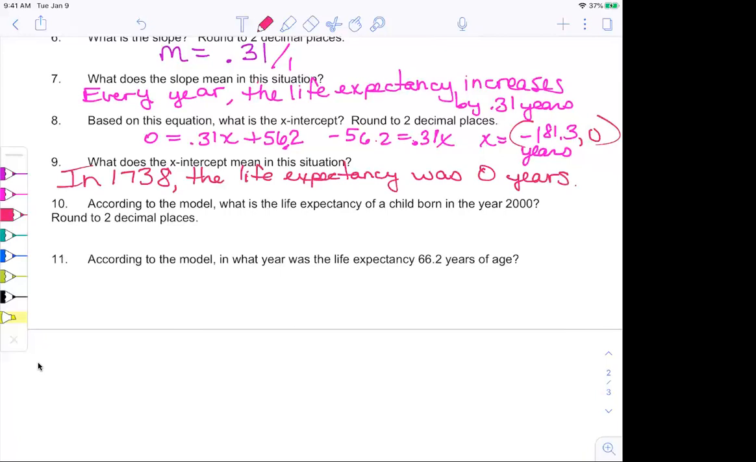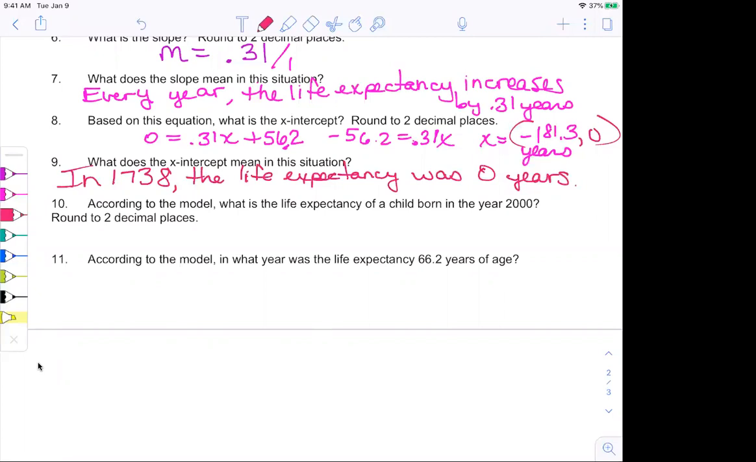Now, I'm pretty sure that isn't true because I'm fairly certain there were people living in 1738. But that's based off of our line of regression. And you have to remember that sometimes an algebraic model or line that we create is only valid for a certain amount of time. And we know that life expectancy isn't going to be 0. So it may have been maybe 50 years instead of 56, but we're talking about the average that somebody would live. That's what life expectancy means.